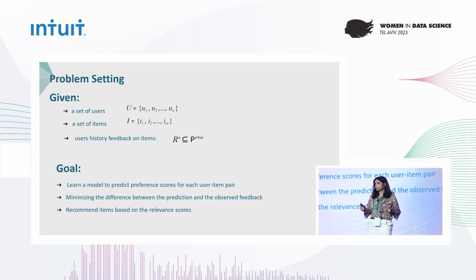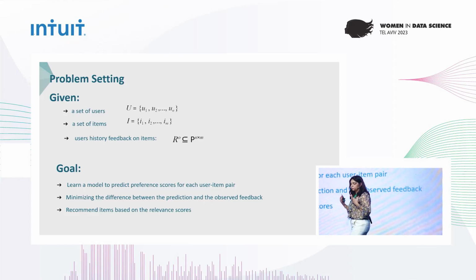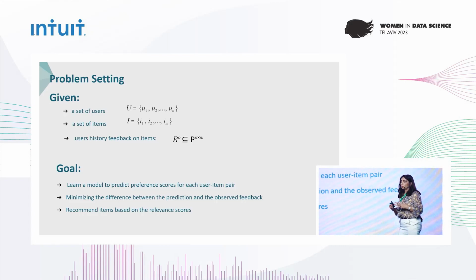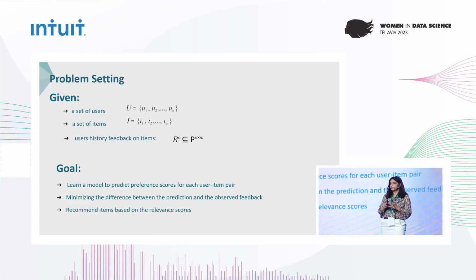If we look at a simplistic problem setting, we have a set of users, a set of items, and user history feedback on items. The recommender system tries to learn a model that predicts a preference, or provides a score, for each user and item pair by minimizing the difference between the predicted and observed feedback. Then we use this score to recommend items to the user. This is, of course, a very simplistic setting. There are more advanced settings, like learning pairwise or listwise ranking, or involving more factors such as user context and more.